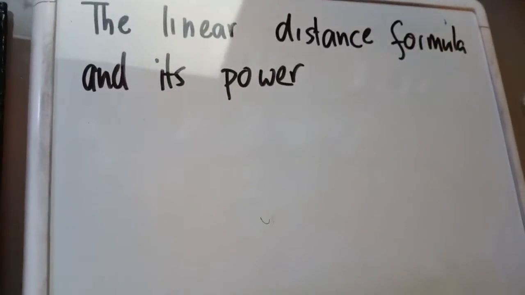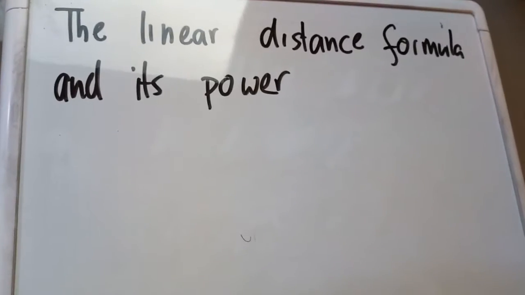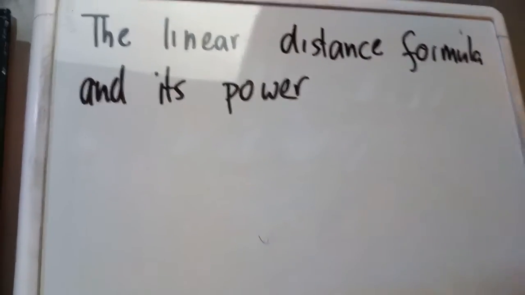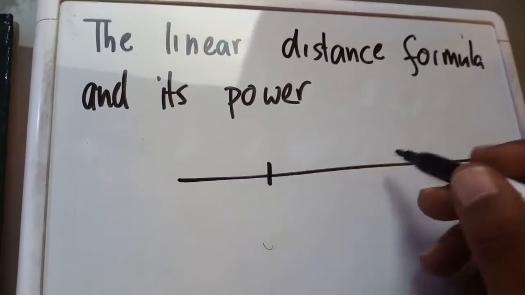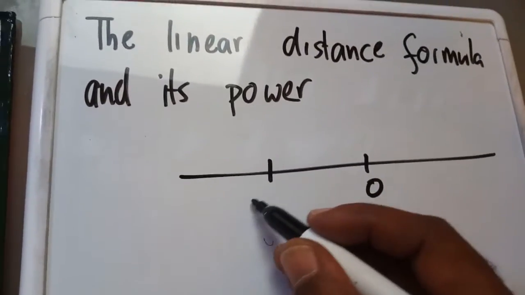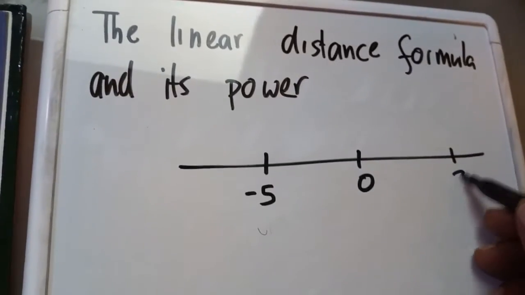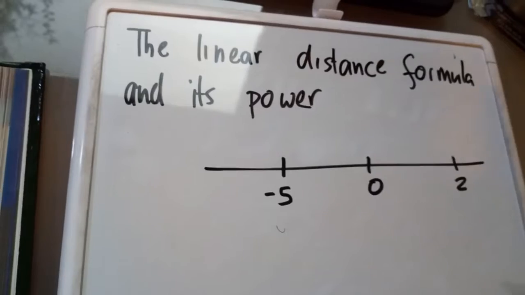The linear distance formula states that the absolute value of the difference between the coordinates is the distance. So if I'm looking at a line, and I know that this is a number line and that's 0, so these are negative numbers over here, that's -5, and over here you have +2. Here's what the linear distance formula says.